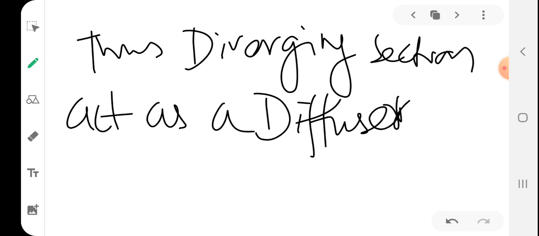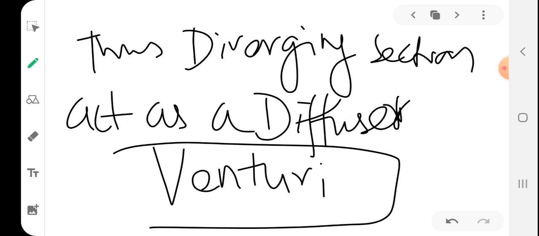Actually, a diverging section acts as a nozzle in a whole, right? But in this case, when the flow is subsonic, the first part is a nozzle and the second part becomes a diffuser. Such a device is known as a Venturi. If the first part is a nozzle and the second part is a diffuser, it acts as a Venturi. So students, have you heard about the Venturi meter? You know the shape of the Venturi meter, right?